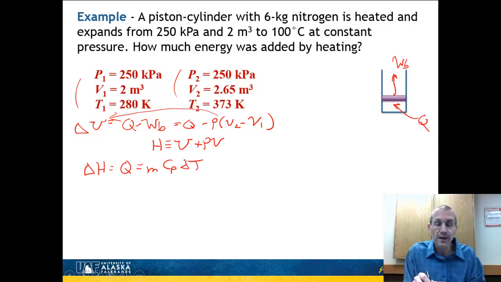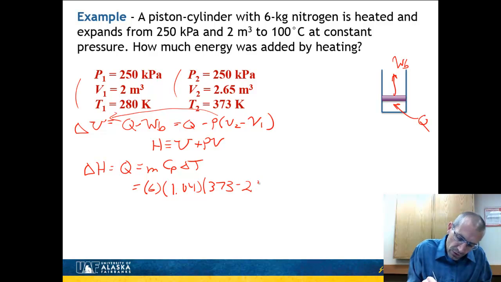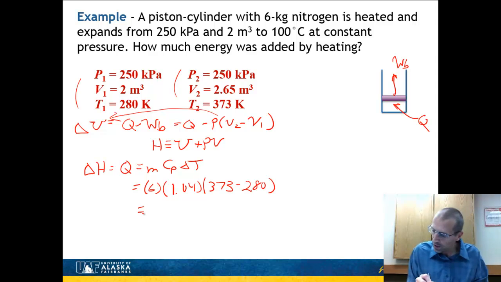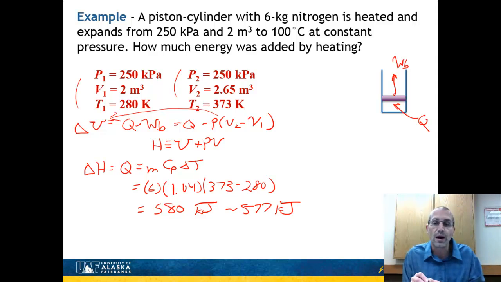So what I can do is I don't have to calculate the work term. It's sort of contained inside the enthalpy here. So let's go ahead and calculate what that is. So we have a value of 6 for our mass. I look up CP off table A2A, and my value of CP is 1.04. And then my delta T of 373 minus 280. And if I do that arithmetic, I get 580 kilojoules, which is pretty close to the 577 we got before. That's just a matter of round off error.